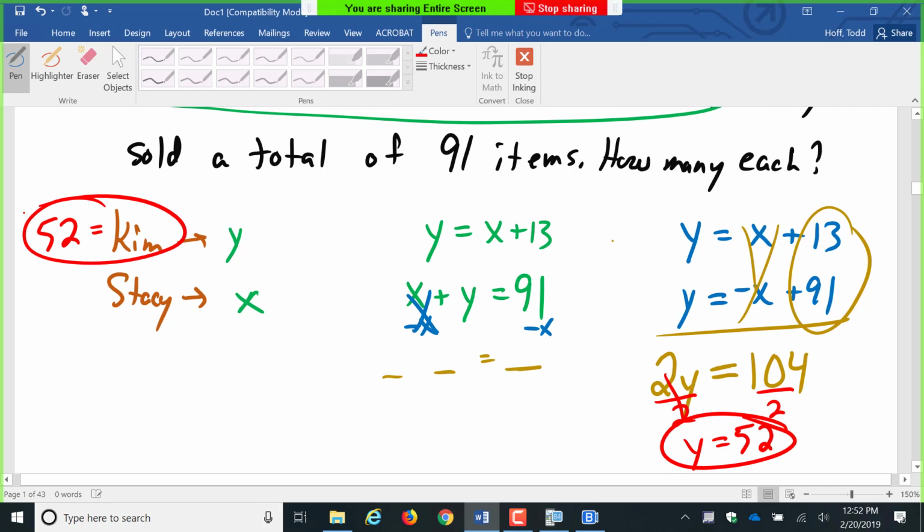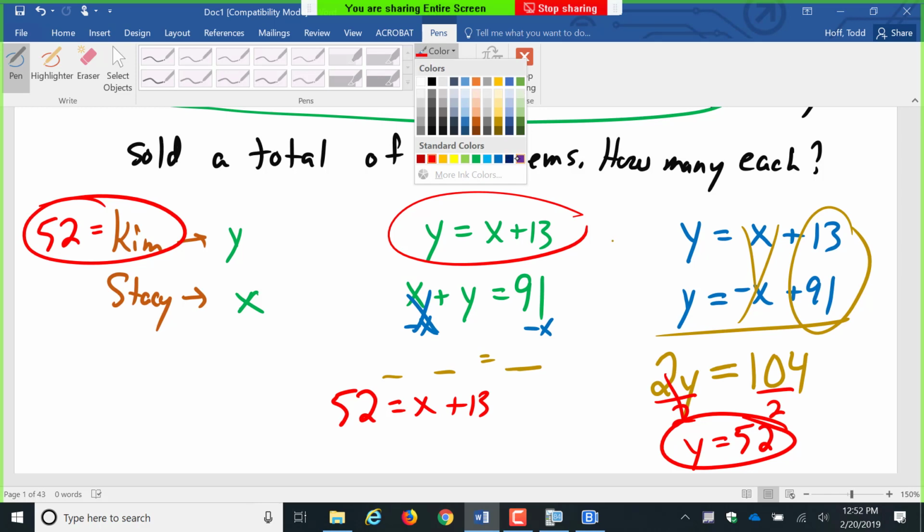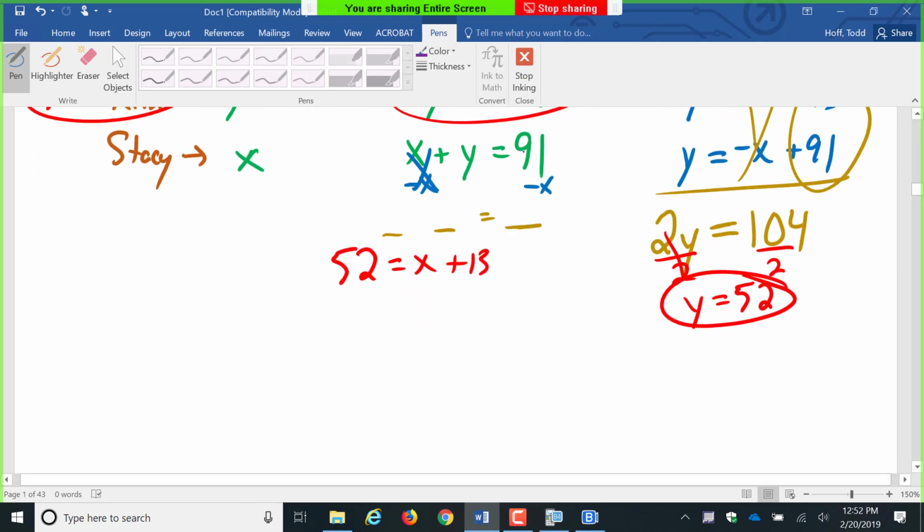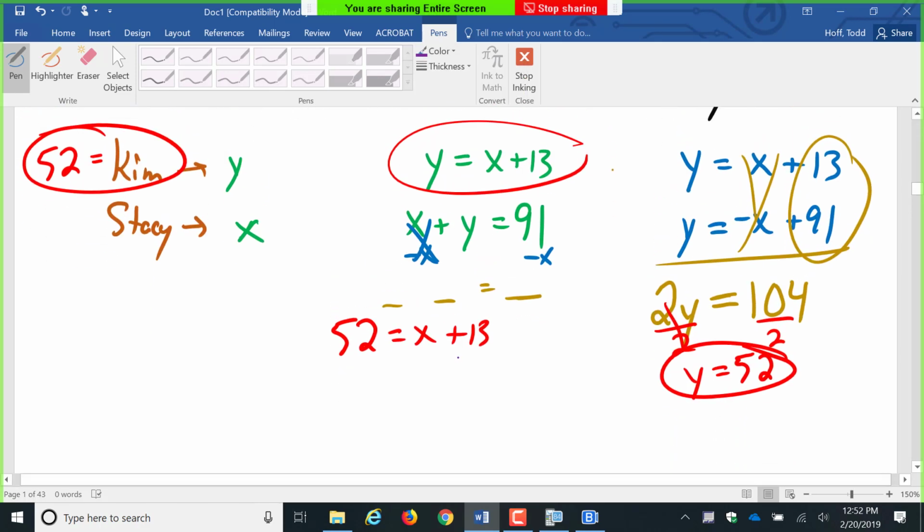To get Stacy, I can use either equation. I'm going to use the top one up here. Put 52 in for y equals x plus 13. How do I find x? Minus 13. We subtract 13. Very good. So we get 39 equals x. So Stacy's sales is 39.